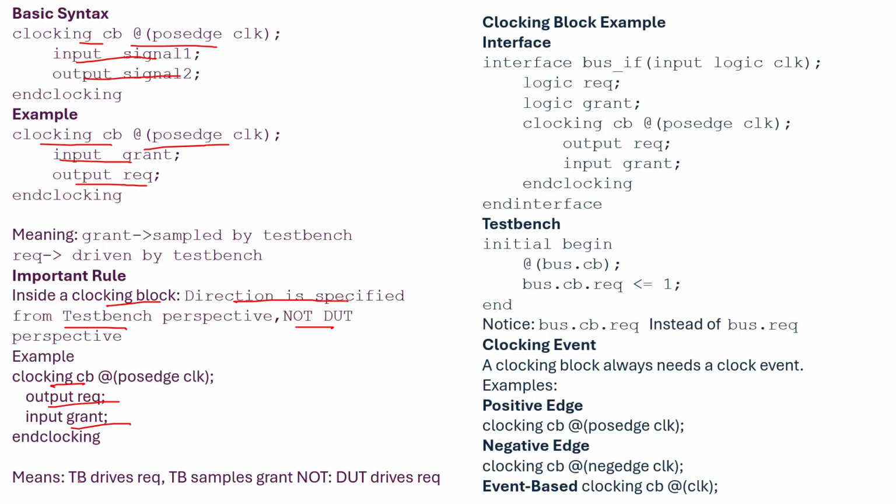So TB drives the request here and TB samples the grant. So this is the representation of clocking events. How are we representing the clocking events? Posedge clock: clocking block CB @(posedge clock), or clocking block CB @(negedge clock). So based on the event, we are driving the signals and then sampling the signals.